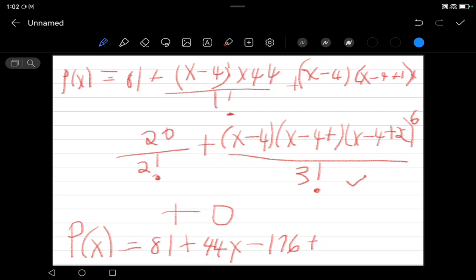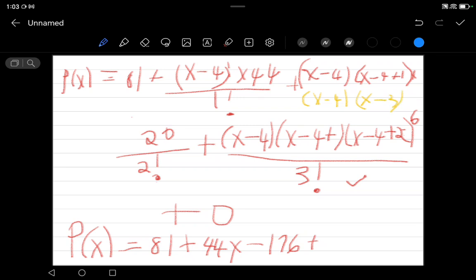So here we have 81 plus x minus 4 times 44. Here we're just simplifying. It's basic mathematics. So it's going to be 44 multiplied by x, 44 multiplied by negative 4, and then you get 44x minus 176. And when it comes to this side, you're going to have x minus 4 into x minus 4 plus 1. Minus 4 plus 1 is minus 3. So we're going to have x minus 3, and then we simplify.